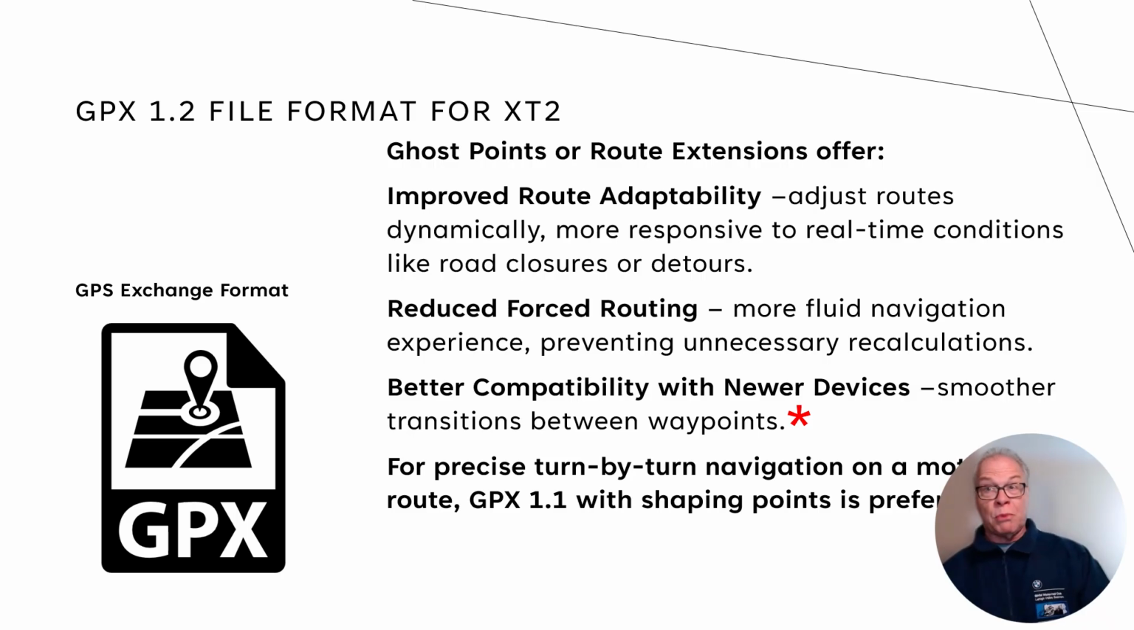Now, the whole idea with ghost points is that won't happen because the GPS will figure out that that's what you meant to do. Unfortunately, it also figures out that you really probably would prefer the nice straight road in the valley instead of that cool little ridge road that's just from a map a little bit to the side. Well, we want the cool ridge road. So that's why I don't like GPX 1.2 file format.